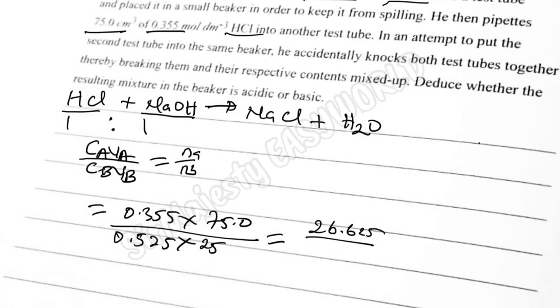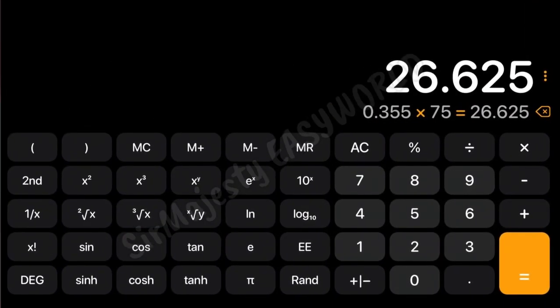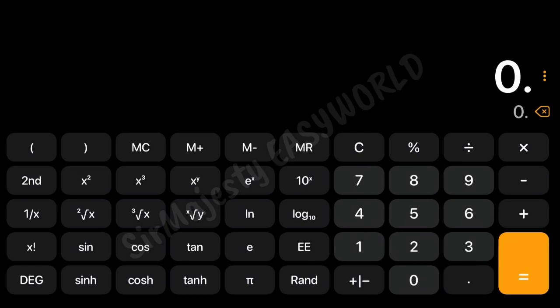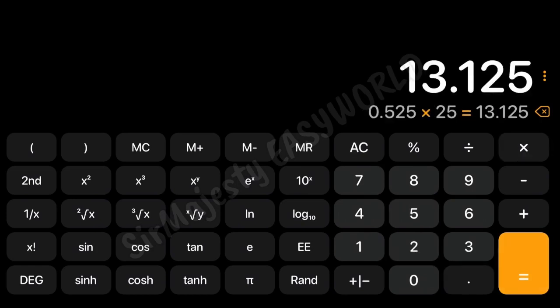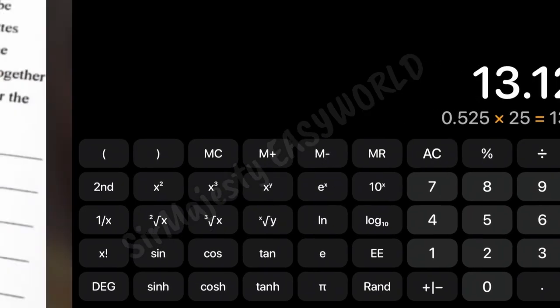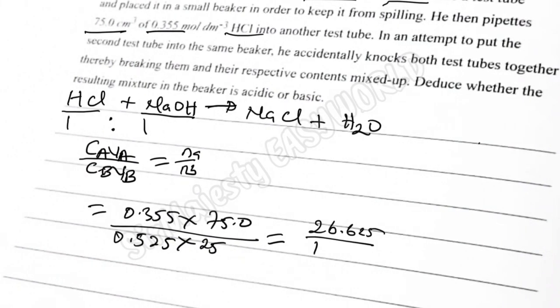It means neutrality. But let's check that of 0.525 times 25. 0.525 times 25 is 13.125. You see, all over 13.125. Automatically, for the examiner, the resulting mixture, the solution, is acidic.